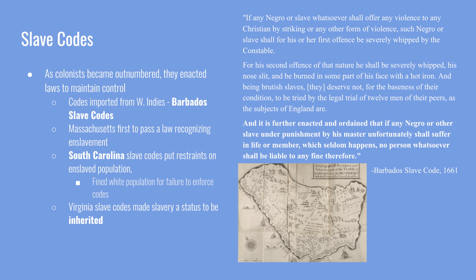That means that if an enslaver was brutally beating an enslaved person for something that they had done or not done, and that punishment resulted in the death of the enslaved person, it would not count as murder, and there would be no punishment for the enslaver whatsoever.